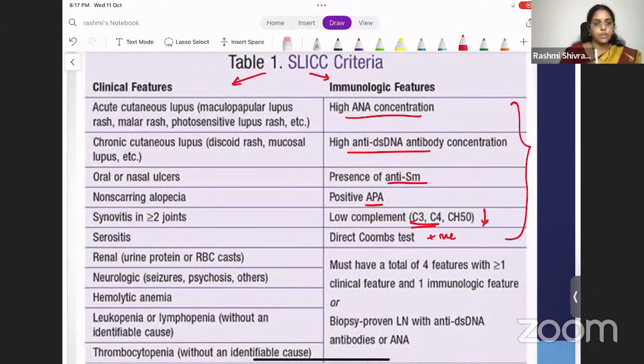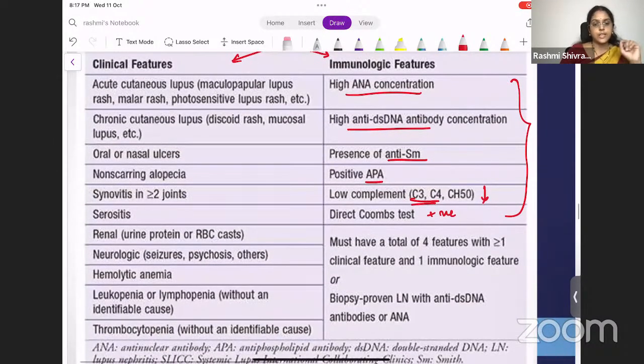Coming to the clinical features, like we already studied before, cutaneous lupus will have maculopapular lesions, photosensitive lupus rash, chronic cutaneous lupus will have discoid rash, mucosal ulcers, oral or nasal ulcers can be there, non-scarring alopecia will be there, synovitis will be present in 2 or more joints, serositis, synovitis. Right, serositis will be there, which can be pleuritis, pericarditis, endocarditis, or myocarditis. Any of these can be there. Then renal involvement with urine protein or RBC cast can be there. Neurologic manifestations including seizures, psychosis, depression, cognitive dysfunction, then hemolytic anemia, leukopenia or lymphopenia, then thrombocytopenia.